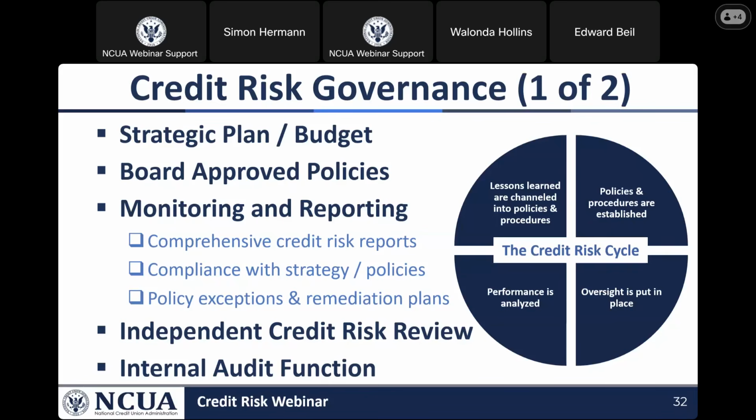Finally, boards at credit unions with comprehensive credit risk governance programs consider whether their credit union's lending functions are subject to periodic internal audits. Internal audits are not the same as independent credit risk reviews. Internal audits would generally cover compliance with board-approved policies and regulatory requirements. However, similar to independent credit risk reviews, internal audits provide an independent assurance that the credit union is operating in compliance with the governing policies that have been established by the board.